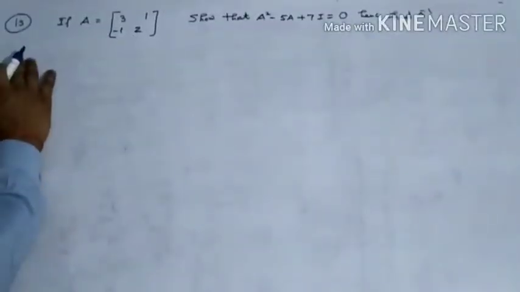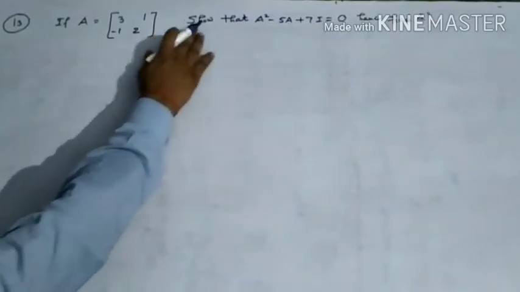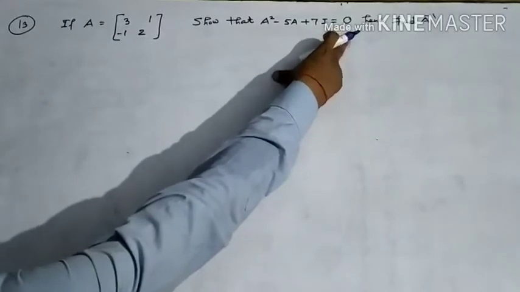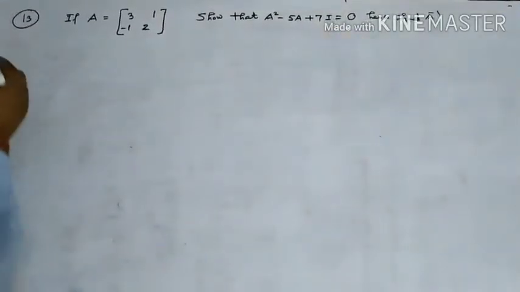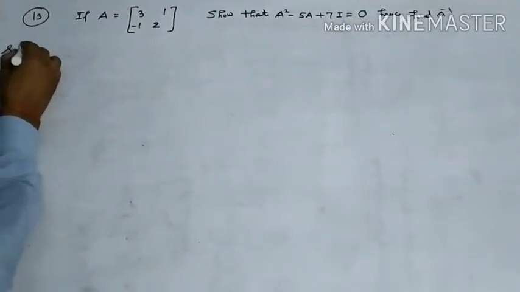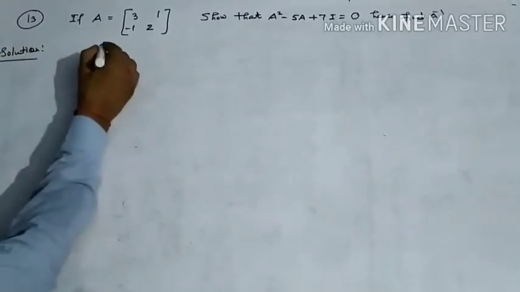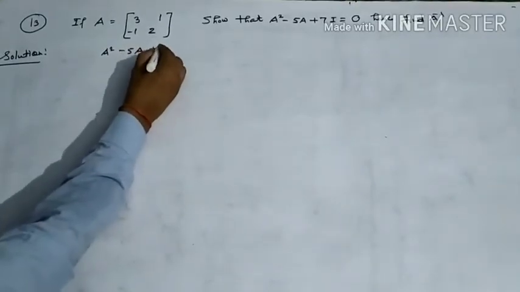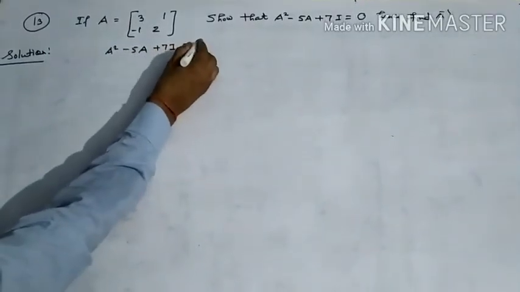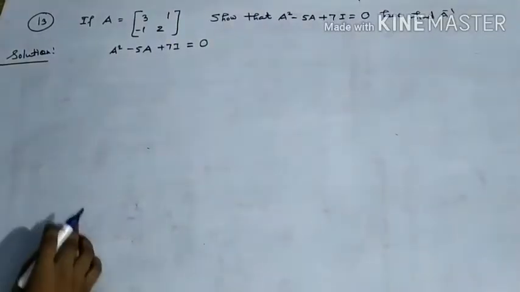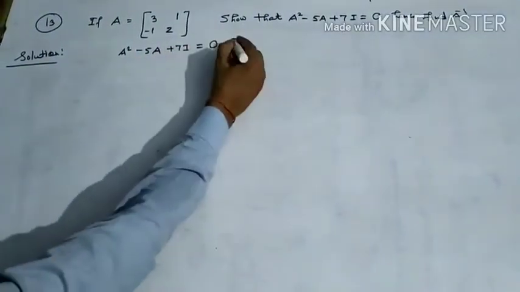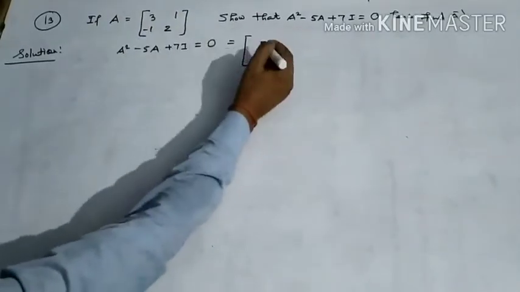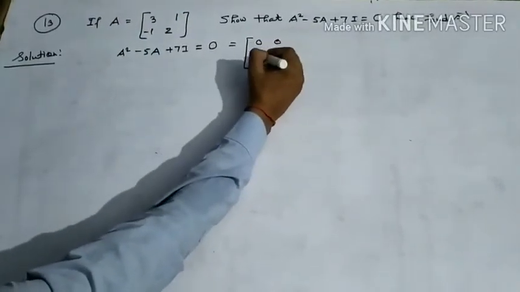Now here you have to see this is problem number 13. If A is equal to this matrix, so that A square minus 5A plus 7I is equal to the 0 matrix, hence find A inverse. So the solution: this is given, A square minus 5A plus 7I is equal to the 0 matrix. Now for the LHS we are taking 0, because the order of matrix A is 2 by 2, so this is 0, 0, 0, 0.